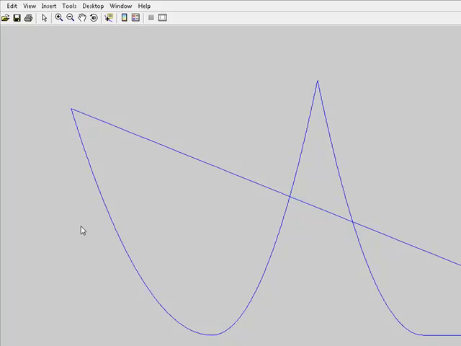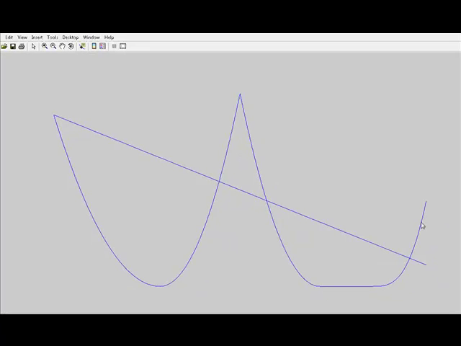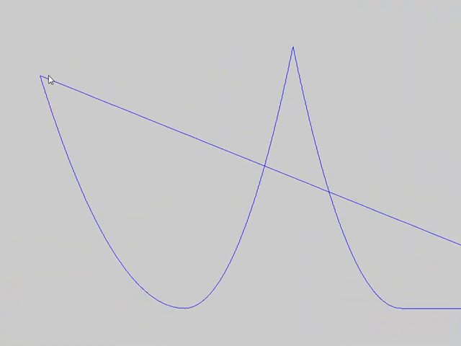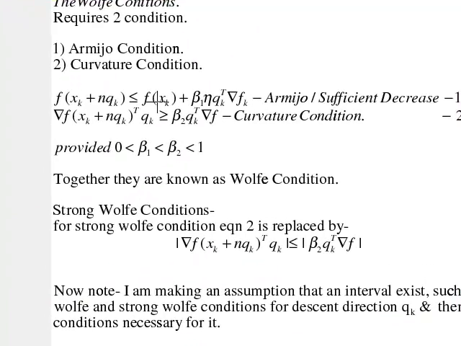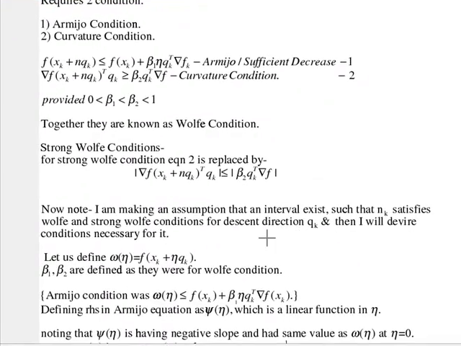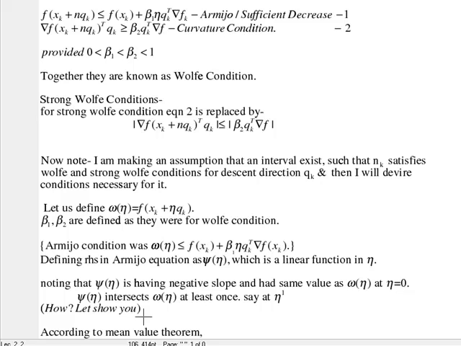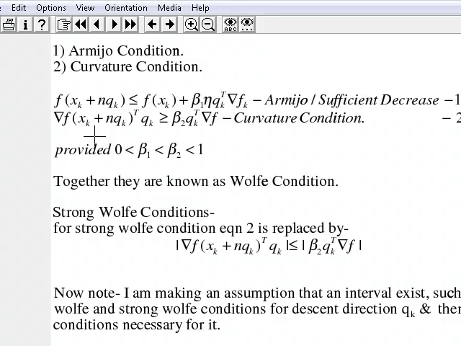Suppose this is our omega of eta, this function. Suppose our omega of eta looks like this, and our xi of eta, as I said, xi of eta. If you put eta equal to 0, then you will get omega of eta is equal to xi of eta. Xi of eta and omega of eta have equal values at eta equal to 0.